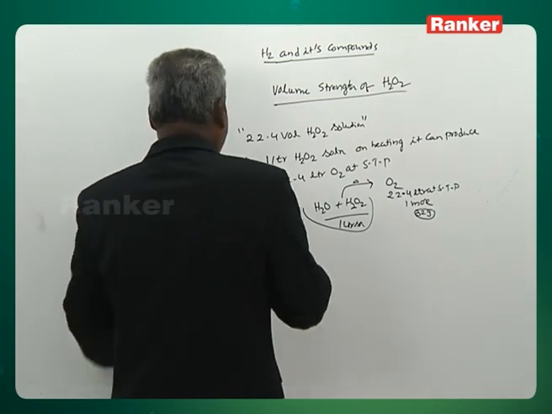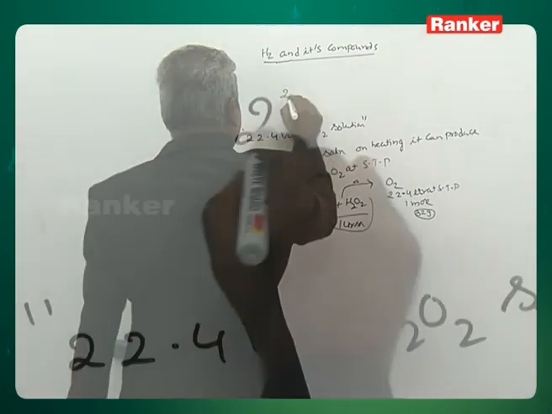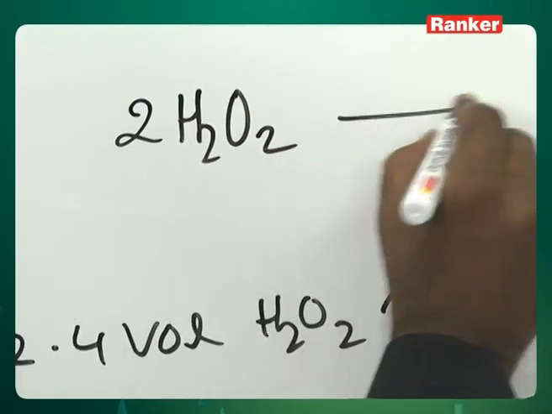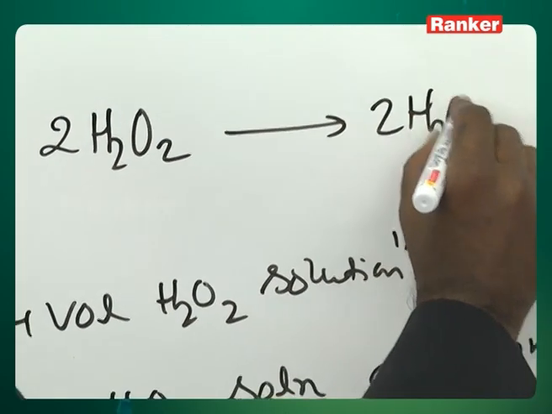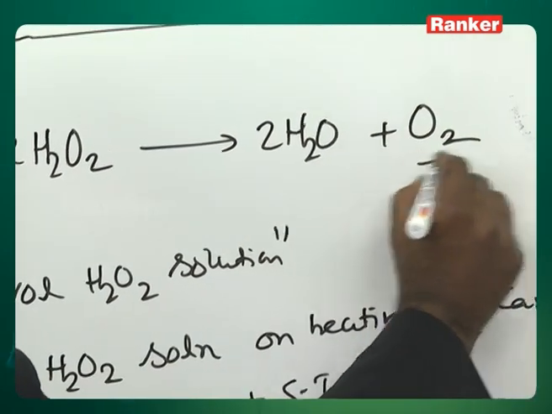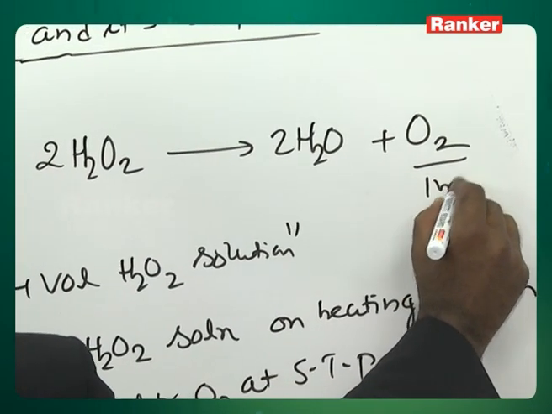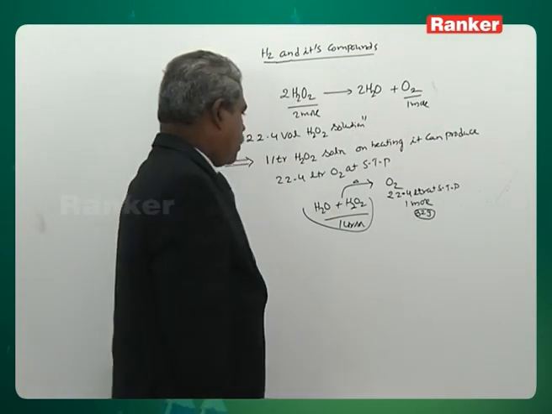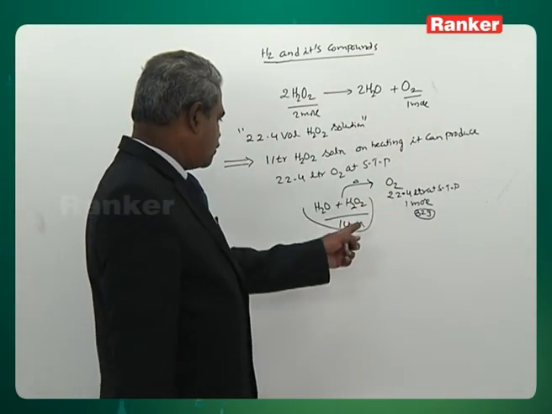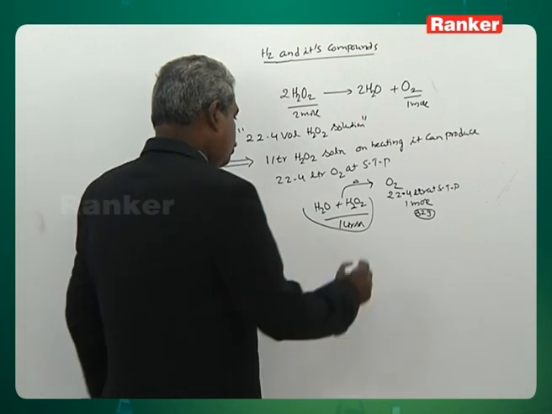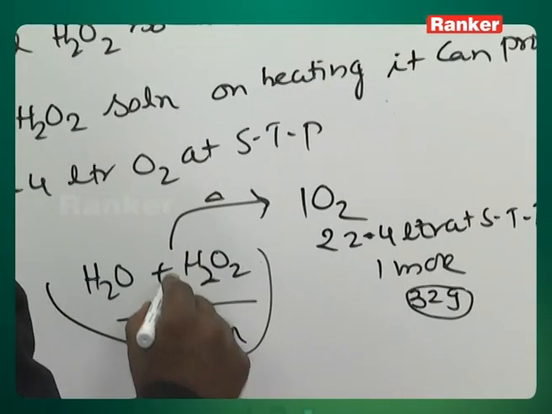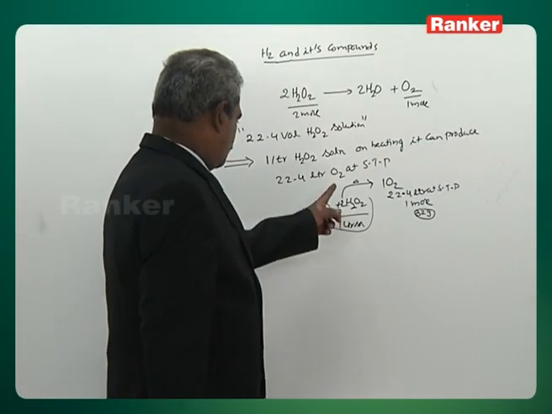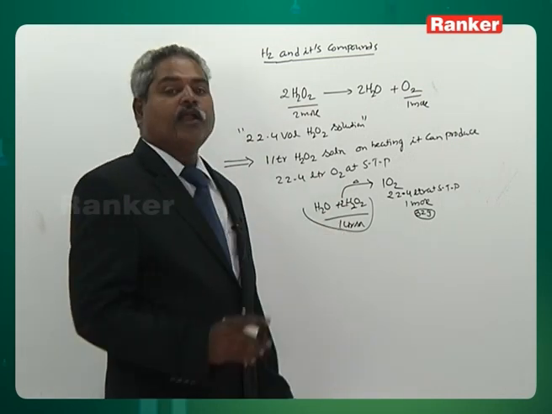Look at the balanced equation. 2 H2O2 on heating gives 2H2O plus O2, which means you get 1 mole of oxygen from 2 moles of H2O2. So, getting 1 mole of oxygen is possible only if you have 2 moles of H2O2 in 1 liter. 2 moles in 1 liter means molarity is 2.